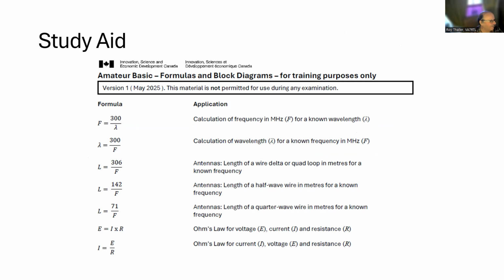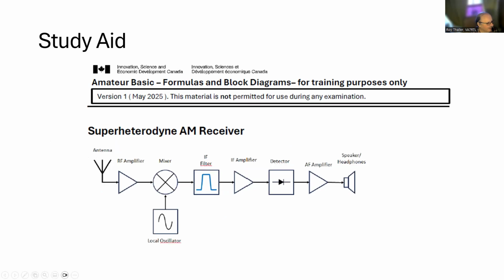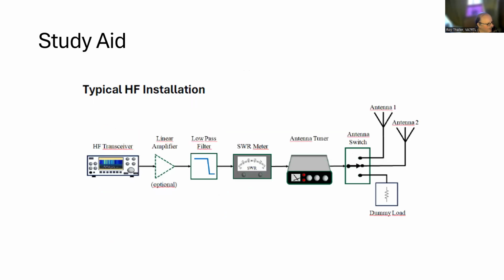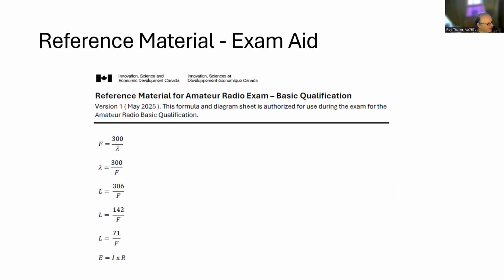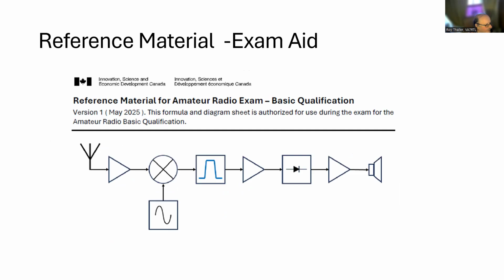So this is an example of a study aid where you're given the formulas and an explanation of the formulas. You're also given the various diagrams with everything labeled. And the reference material for the exam is the same, but nothing is explained. So you have your formulas, but they're not explained, and you have your diagrams, but nothing is labeled.